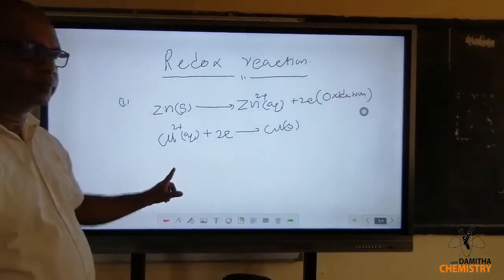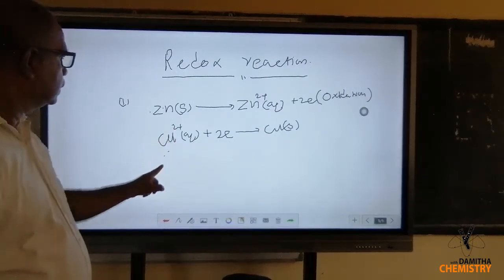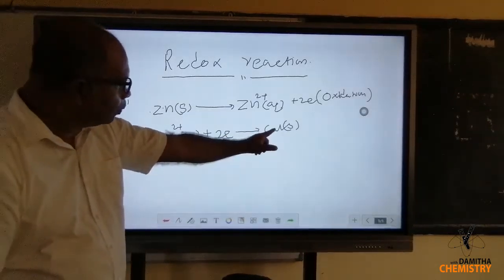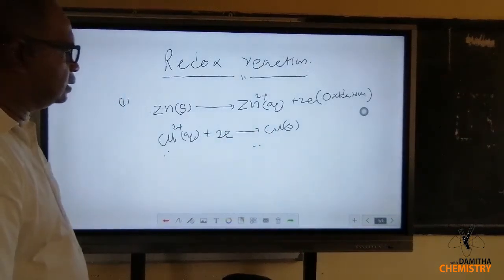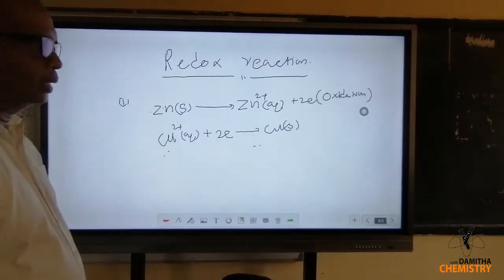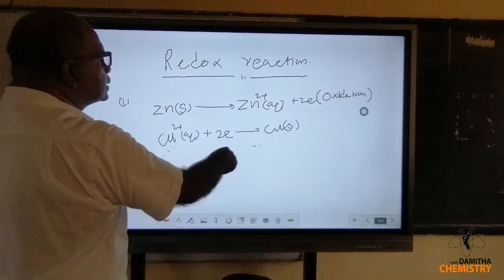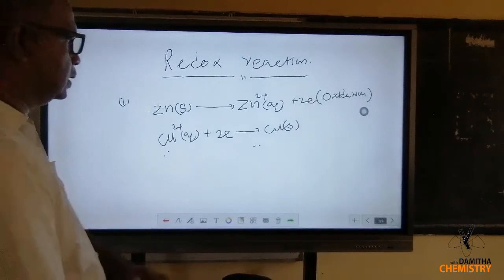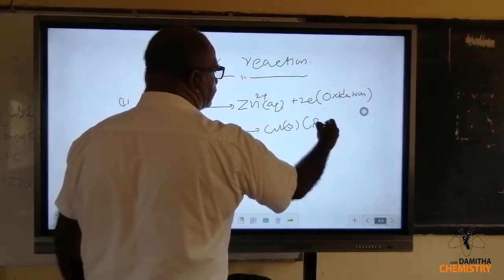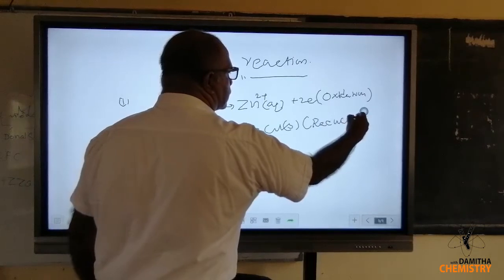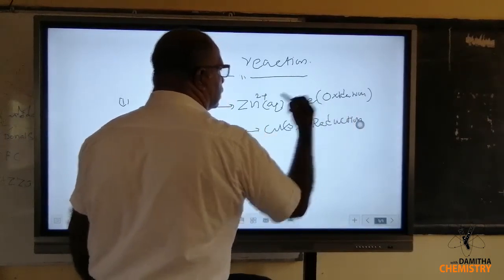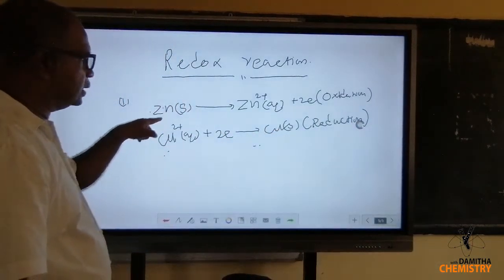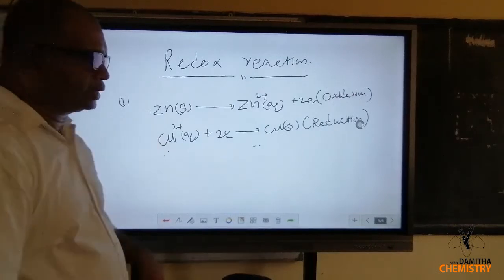Now the second one: Cu2+ has oxidation number plus 2, then copper has oxidation number 0. The oxidation number decreases. It is called reduction. The first one is oxidation, the second one is reduction.